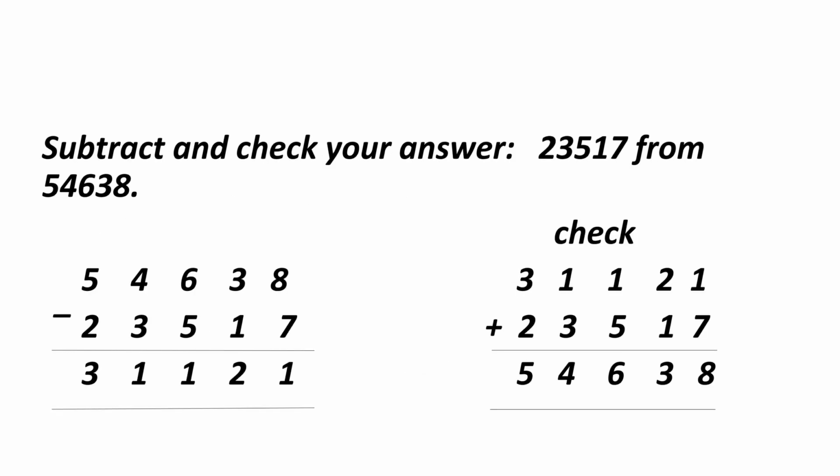Okay children, so this is the answer. You have to subtract 23,517 from 54,638. So here is the subtraction. 8 minus 7 is 1, 3 minus 1 is 2, 6 minus 5 is 1, 4 minus 3 is 1, and 5 minus 2 is 3. So the answer becomes 31,121.